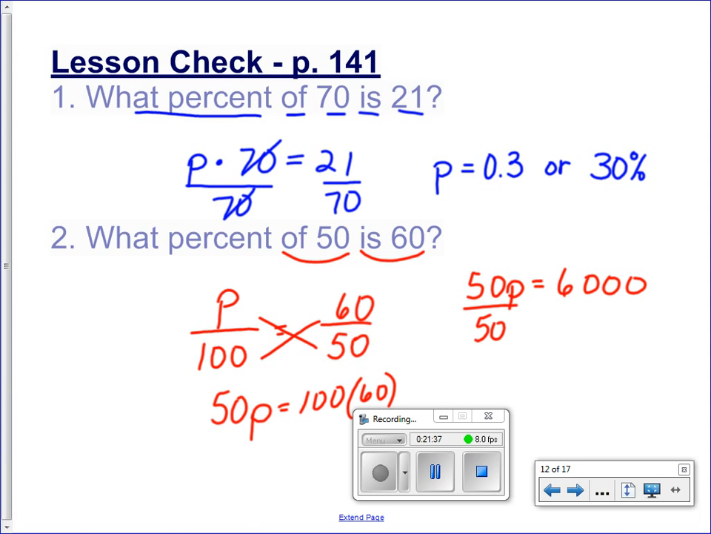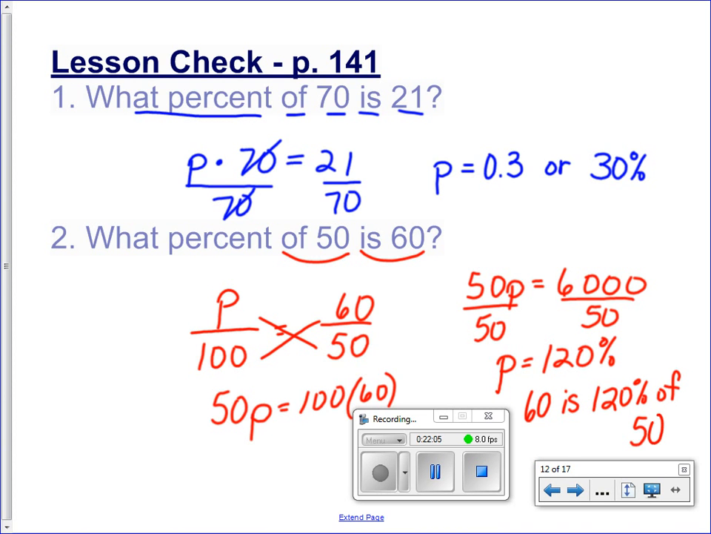Dividing both sides by 50, we get P equals 120. So 120, this is our percent. So we would say 60 is 120% of 50. On our one up here, number one, we would say that 21 is 30% of 70.